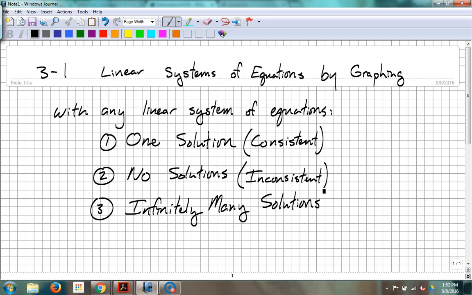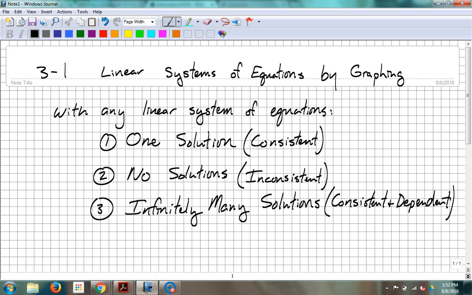A no solution system is also called inconsistent. I'm going to use one solution, no solution, infinitely many most of the time when I talk. But understand these words, if you see them somewhere in this book, that's what they mean. Consistent means one solution. Inconsistent means no solutions. And infinitely many solutions, well, it's got answers, so it's consistent, but it's dependent. It's got answers, but it depends on what's going on, what kind of answers they are.